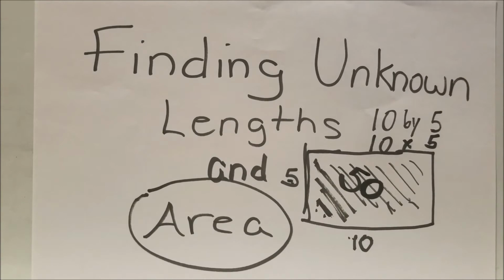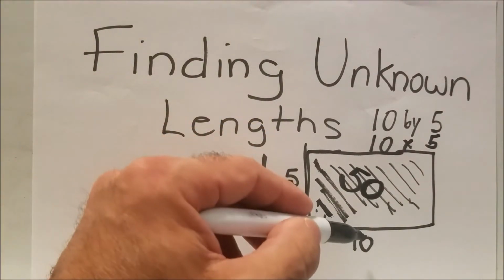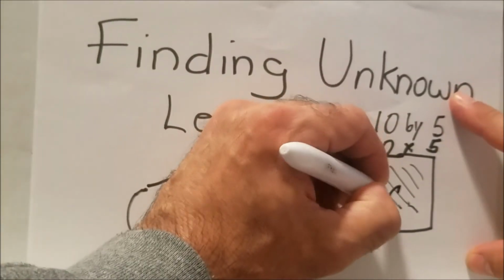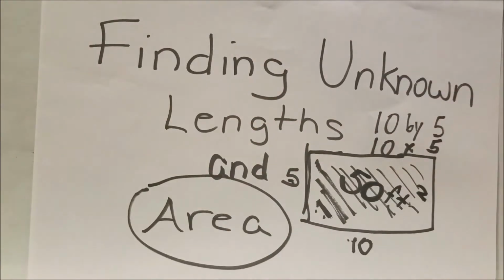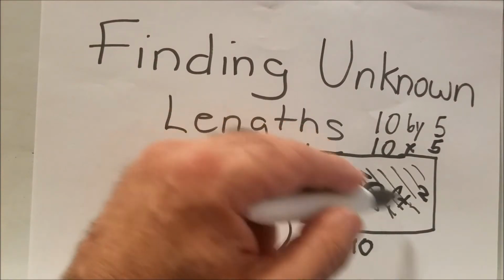It's not just 50 though. We have to know the measurement. So let's say this was feet, 5 feet by 10 feet. We would say it's 50 feet squared. That's the area. That's what we can fill on the floor, right?